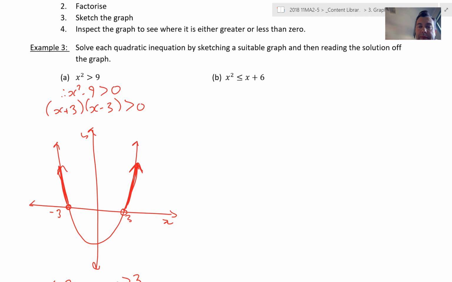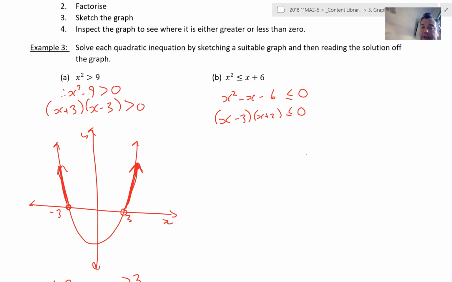Right, let's have one more go here. I'm going to rearrange it first. So I get x squared minus x minus 6 is less than or equal to 0. Now that's x minus 3, x plus 2. So I'm going to treat that as though it's y equals that, and then we're going to draw a sketch here.